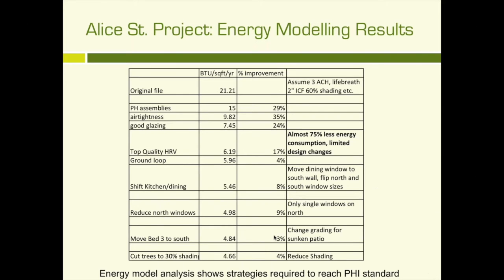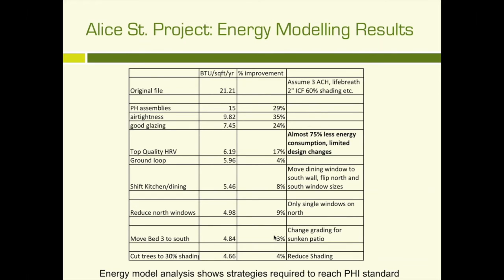So here's some of the numbers. We started with basically what Housing Nova Scotia would typically build, and we were at 21.21 BTUs per foot squared per year, remembering that our PHI standard would be 4.75. So you can see we applied the passive house assemblies. We brought our air tightness down to 0.6. We put in triple glazing, double coated, low-E argon filled fiberglass windows, the best Canadian HRV that we could buy.